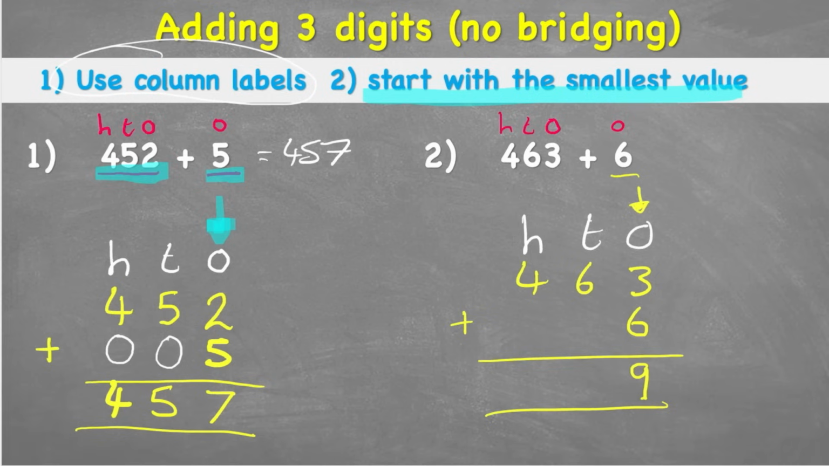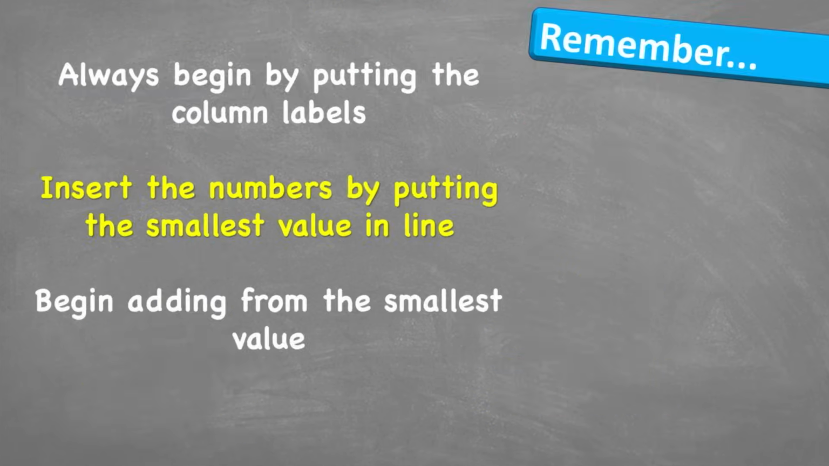Now in the tens column I have this 6, add a 0, because there's nothing in the other row. 6 add 0 is of course 6. And again my hundreds column, 4, add 0, leaves me with 4. So my answer to 463 plus 6 equals 469. Easy! Let's look at what to remember.